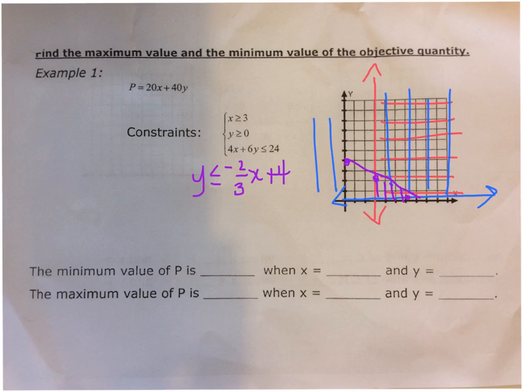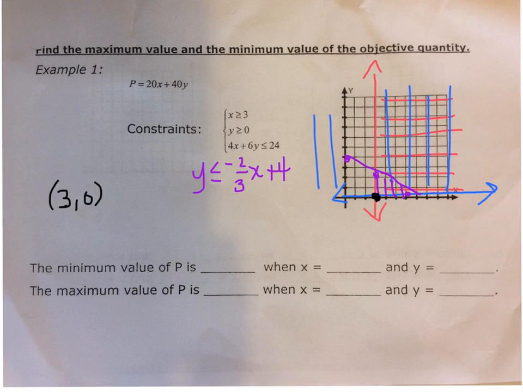So the next step is I'm going to find the corners. So I know I have a corner here at 3, 0. I have another corner right here, whoops, at 3, 2. And my other corner, this is a terrible graph. This purple actually should come down here and hit right here, which would be 6, 0.